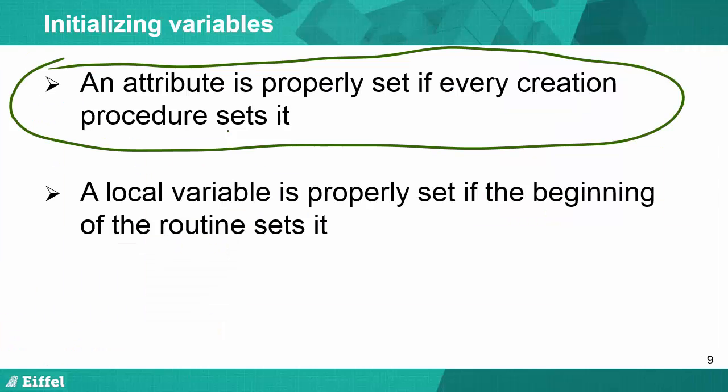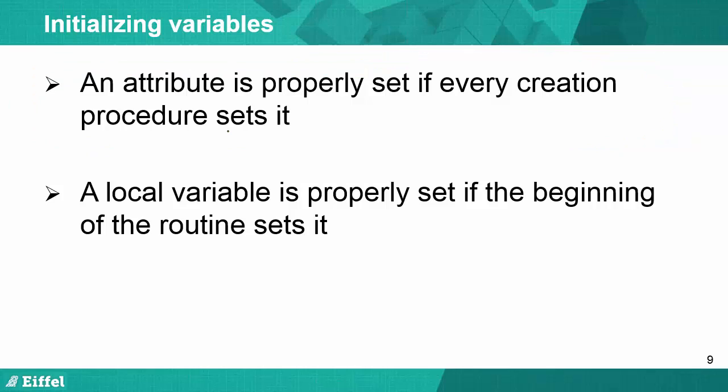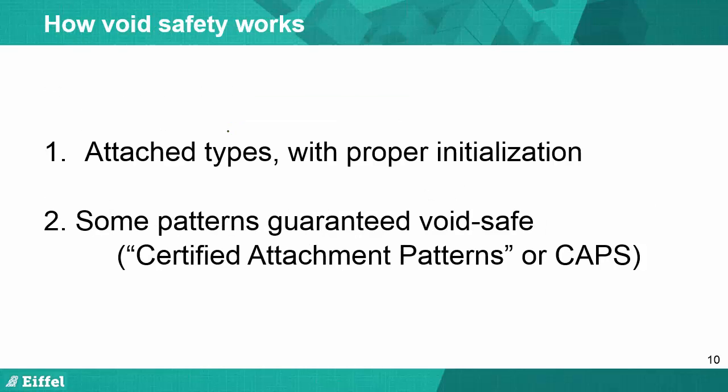So these are the basic rules. Variables must be properly set, and it means for an attribute that it's properly set at the end of every creation procedure, and for a local variable, it means that it's set towards the beginning of the routine in which it appears. So we now have an almost complete picture of the void safety mechanism.